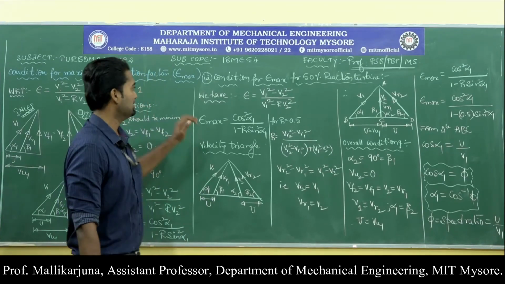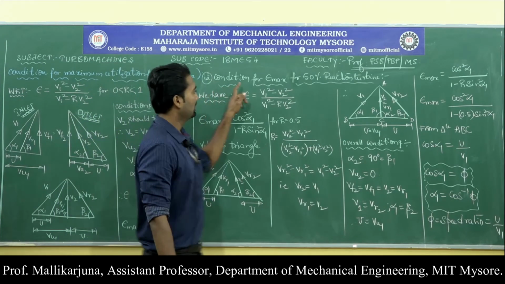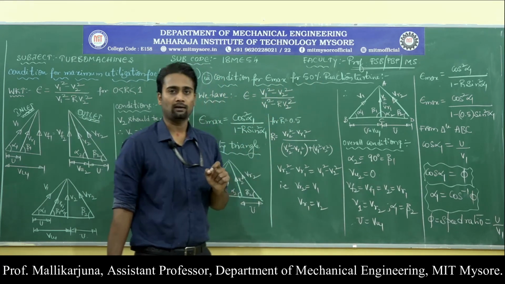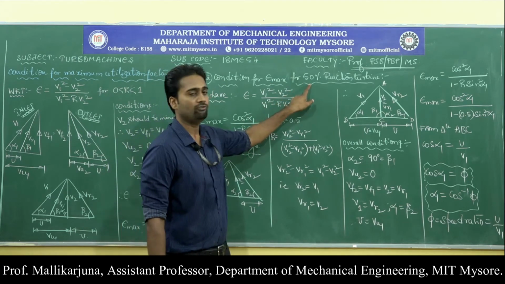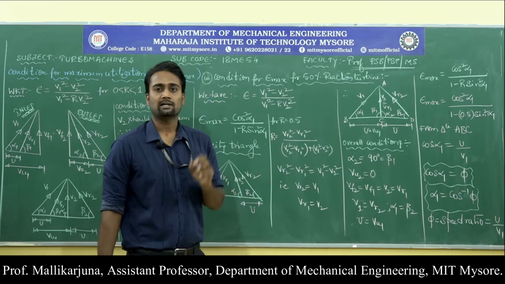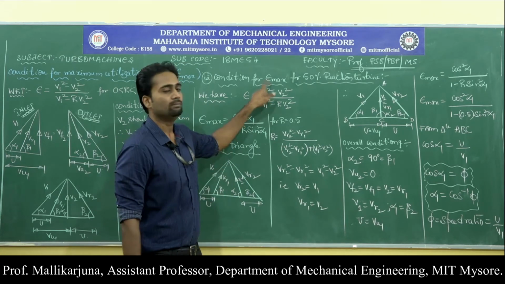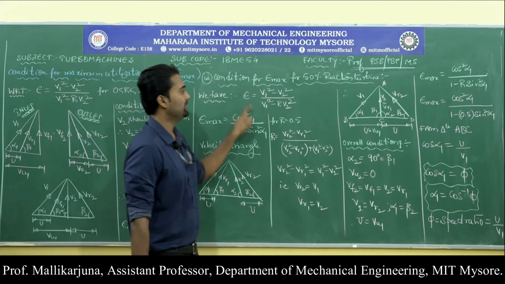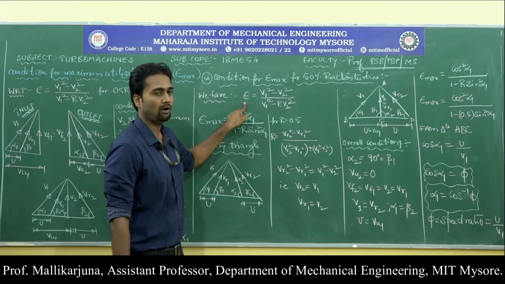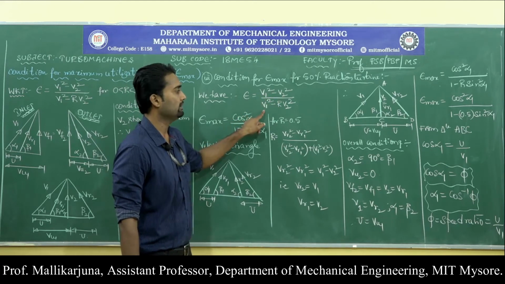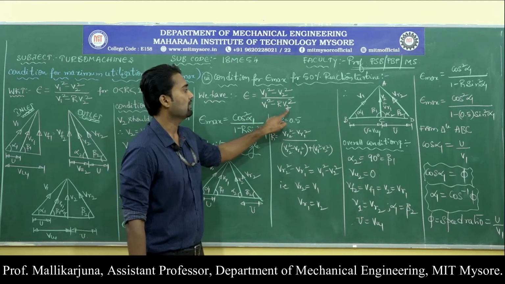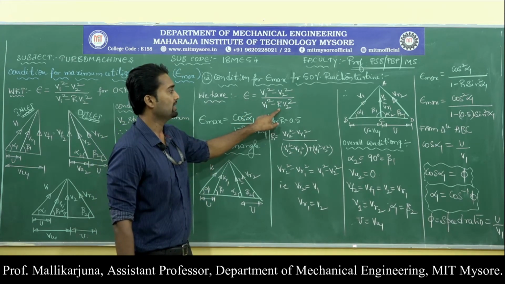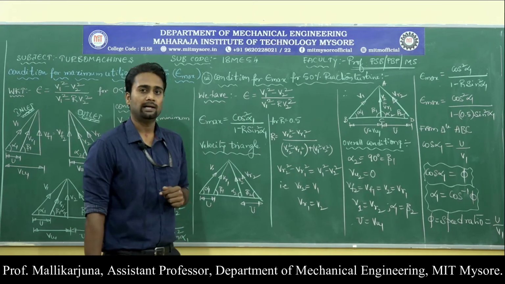Okay, let us look on to the next condition. Condition for the maximum utilization factor when the value of R, degree of reaction, is 0.5. I mean 50% reaction turbines maximum utilization factor condition. So now we have the base equation between R and epsilon as V1 square minus V2 square divided by V1 square minus R times of V2 square. This is the relation which connects degree of reaction R and utilization factor epsilon.